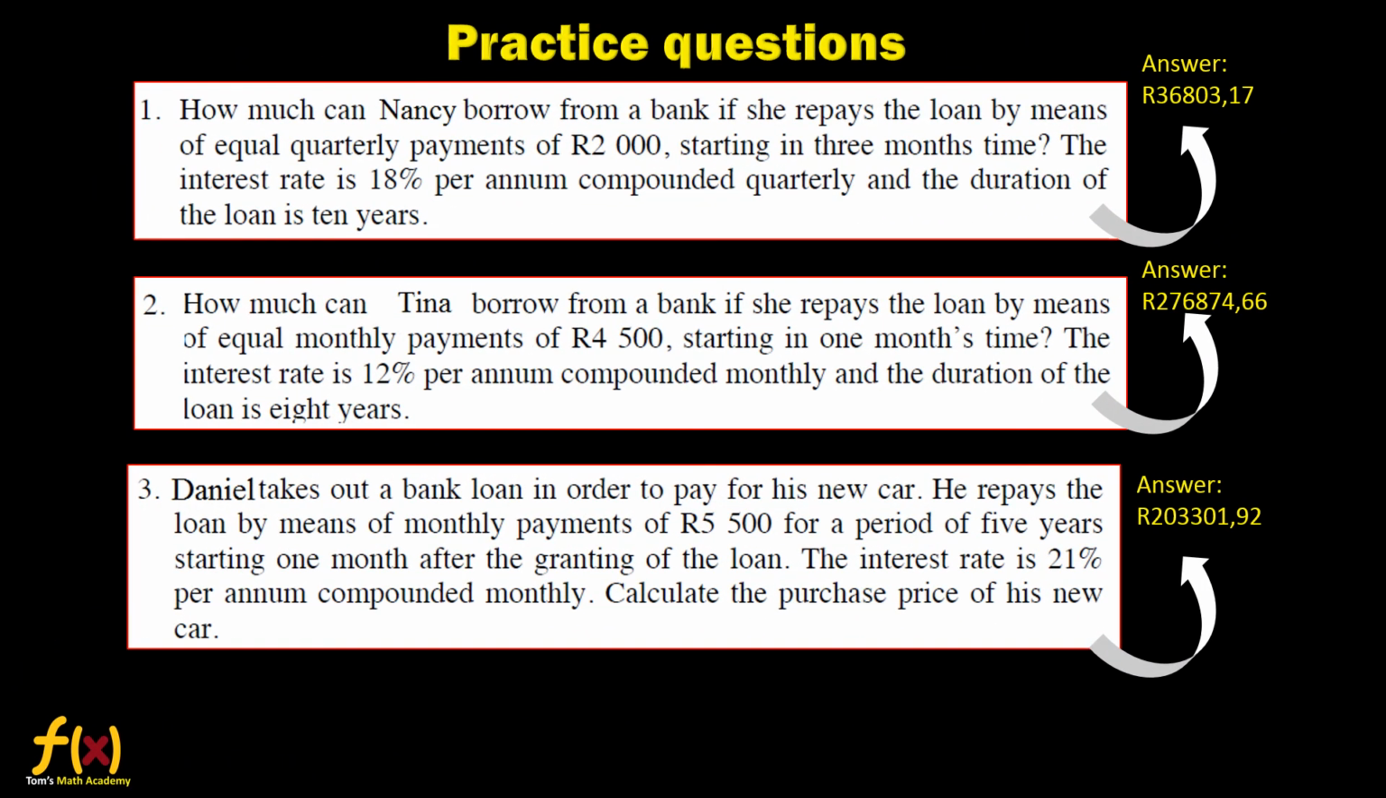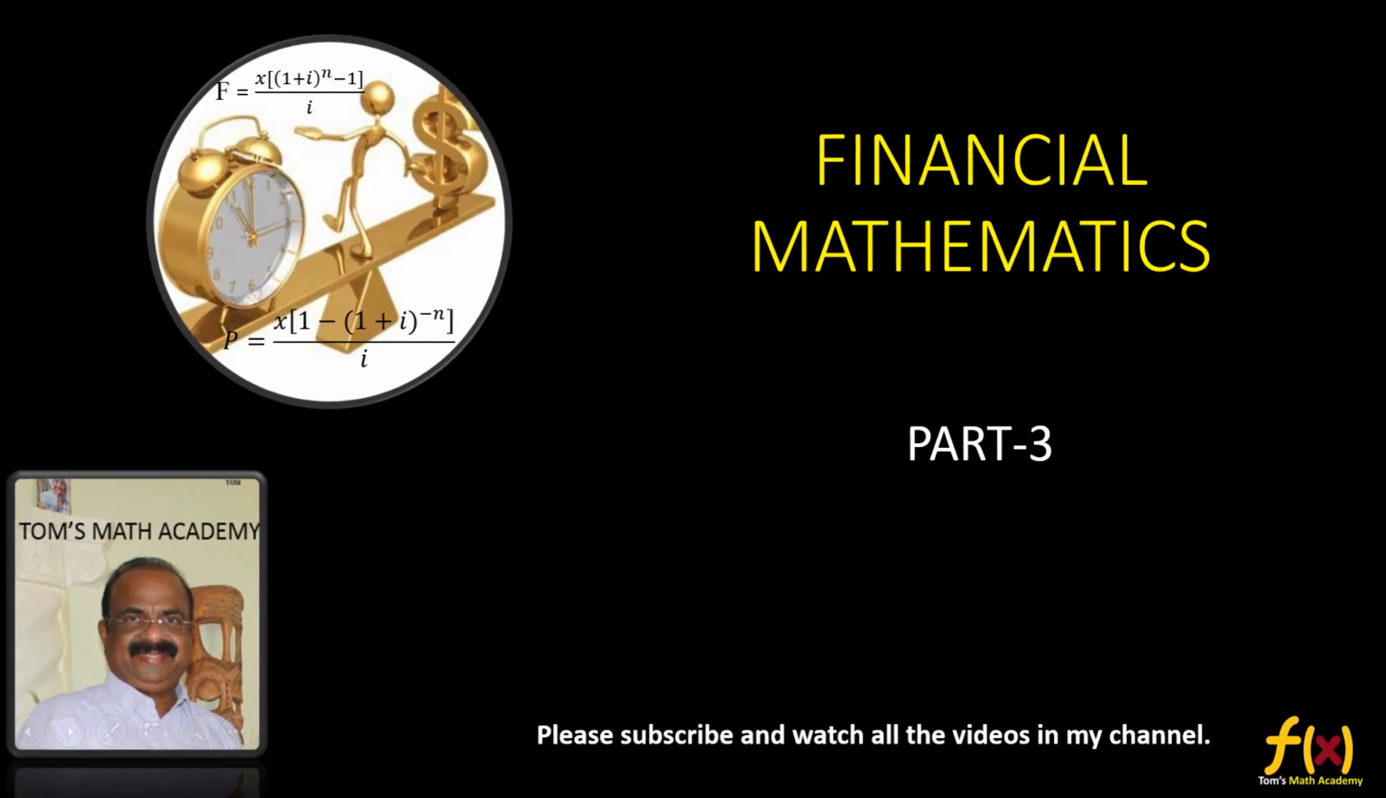Practice questions, another 3 questions. You must practice them. Check the answer. You must try until you get the answer. Use the calculator. And that is the end of part 3. Hope you will practice. More questions are available on the matric paper. You work out as many questions as possible on annuities. Okay? Good luck.